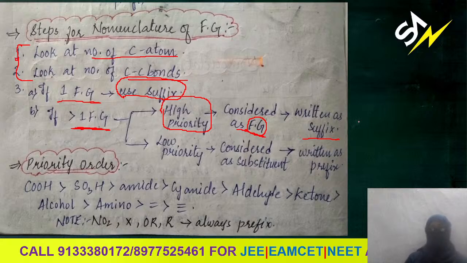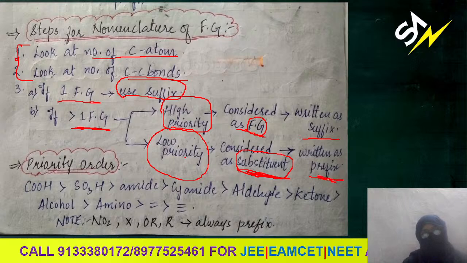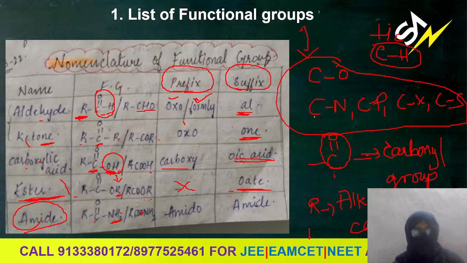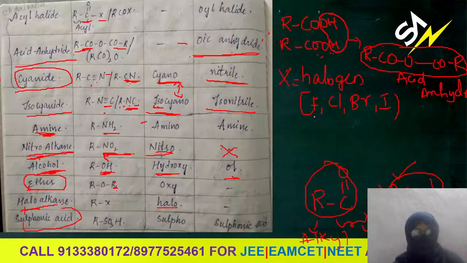Please arrange according to the priority order, and the one which has higher priority is considered the functional group and written as suffix. The others become lower priorities, and lower priorities are always considered as attachments. Attachment is nothing but substituent. So lower priorities are always considered substituents, and you will be writing them as prefix. Prefix means which is written before the name. So now it is clear when to use suffix and when to use prefix. You can see the list again, prefix and suffix. That's why we memorized all the 15 functional groups with the suffixes and prefixes.